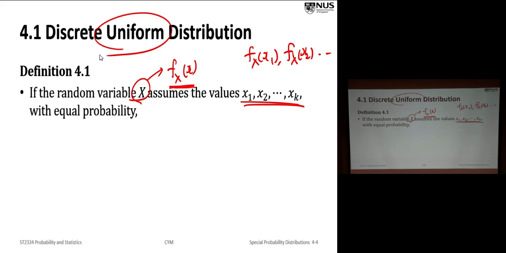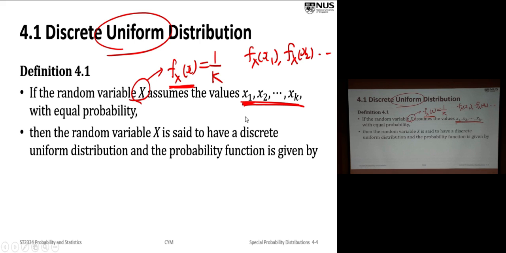Because it's uniform, it means it's all the same. It doesn't depend on which value. No matter whether it's x1 or x2 or xk, all have the same probability function. So what should it be? Each one has equal probability, so this must be 1 over k. So a discrete uniform distribution will look like this: f of x equals 1 over k, for x equal to x1, x2 up to xk.